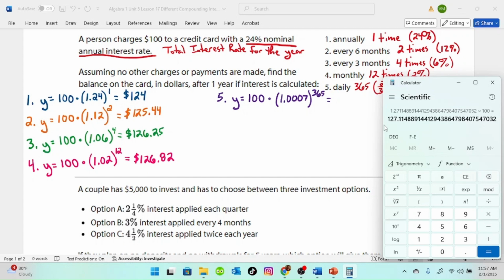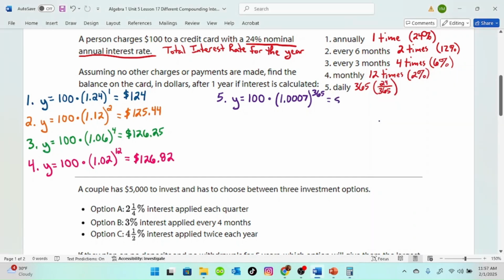Now that we have our final answer, this is where we can round. Because we're talking about money, we want to round to 2 decimal places. So the 4 tells us to leave the 1 alone. So we would pay $127.11.